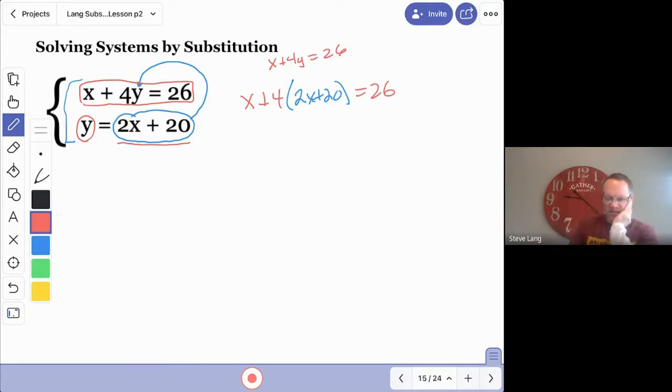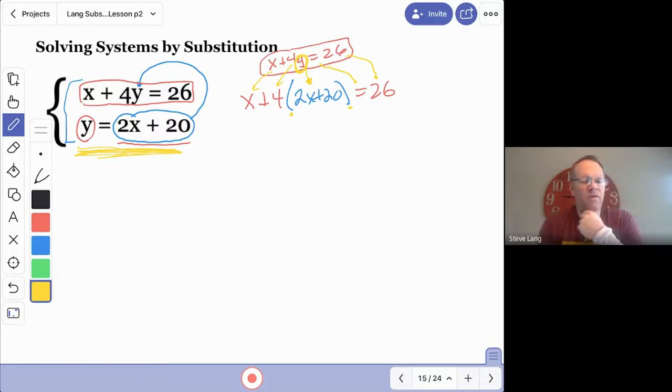So notice, I just rewrote this equation. It's all still here. Here's the x, here's the 4, here's the equals, here's the 26. But instead of writing y, I wrote what y equals. And I got that from over here. Okay, a detail here. Notice I put this in parentheses. Whenever you substitute something in, you should always put it in parentheses.